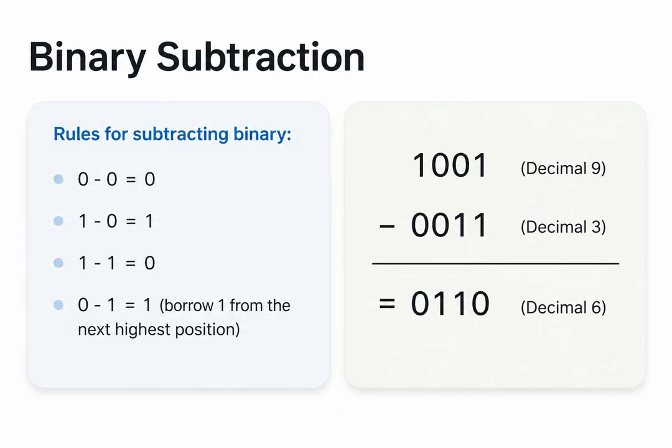Subtraction is similarly straightforward. 1 minus 0 is 1, and 1 minus 1 is 0. If you need to subtract 1 from 0, you must borrow from the next highest position, exactly as you do when subtracting a larger digit from a smaller one in decimal math.